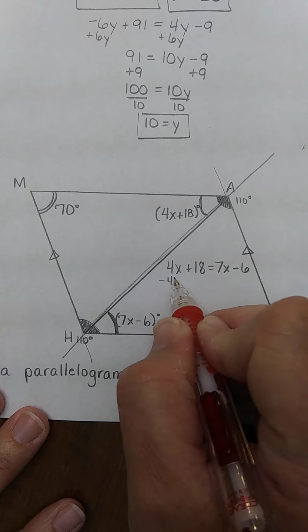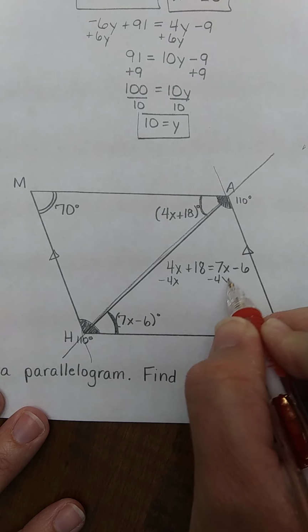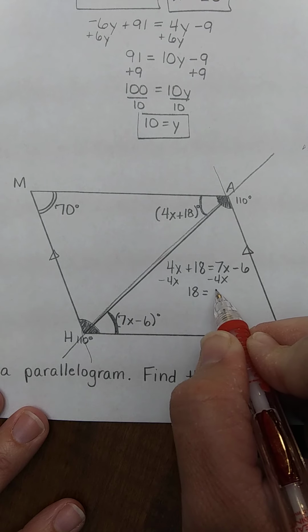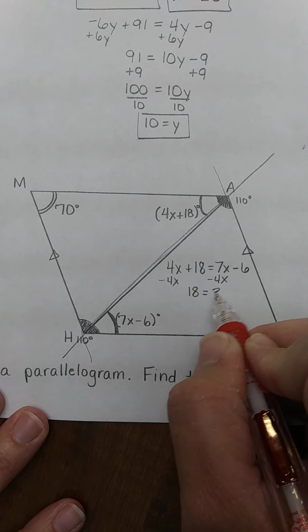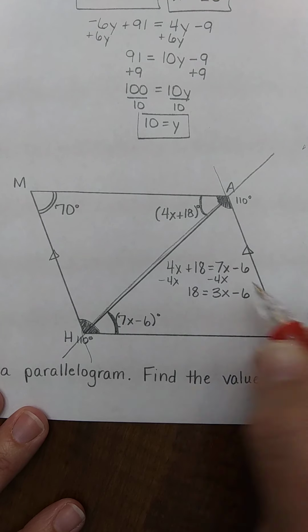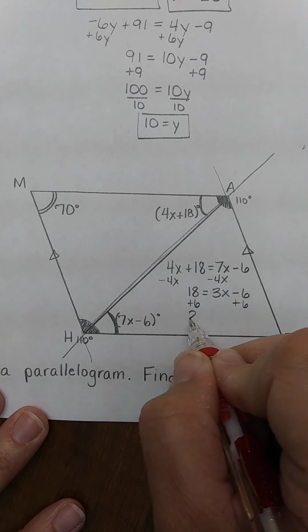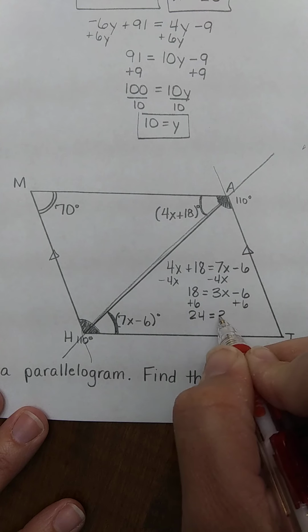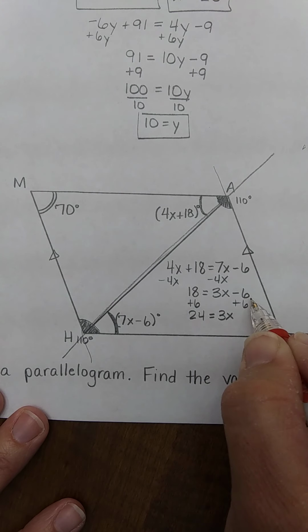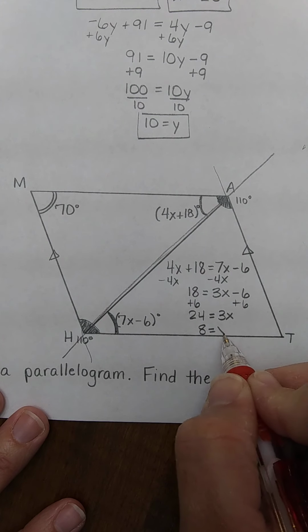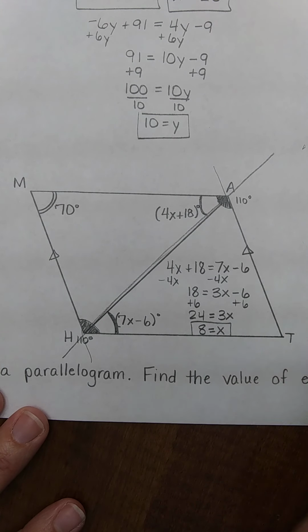Let's see, I'll move the smaller one so we have a positive value. So 4x minus 4x is 0, then copy 18, 7x minus 4x is 3x, copy minus 6. Let's get that term alone, so we'll add our 6. That gives me 24 equals 3x. Negative 6 plus 6 was 0. Divide by our 3's and we get 8 as the value of x.